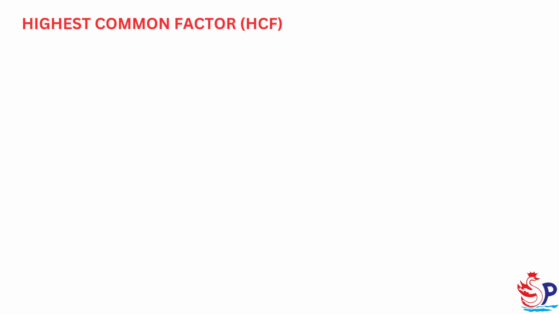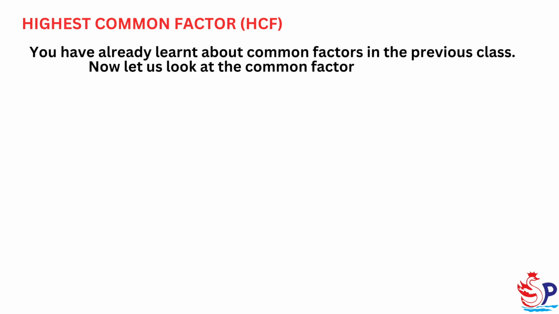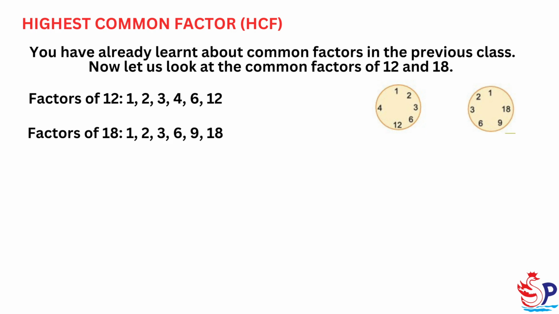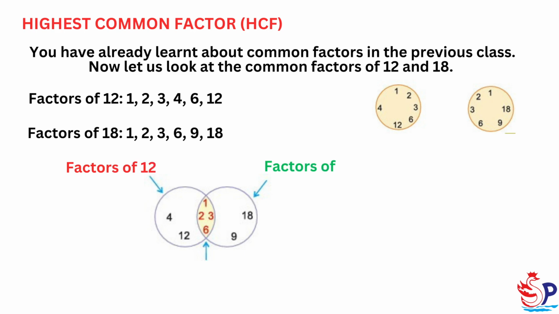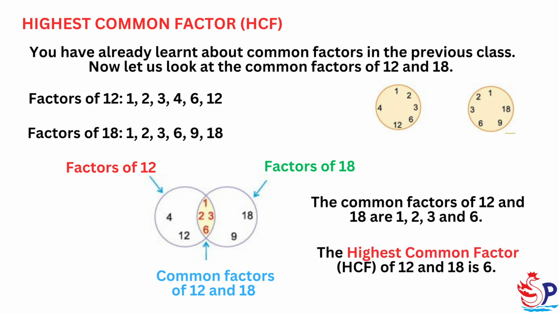Highest common factor, HCF. You have already learned about common factors in the previous class. Now let us look at the common factors of 12 and 18. Factors of 12 are 1, 2, 3, 4, 6, 12. Factors of 18 are 1, 2, 3, 6, 9, 18. The common factors of 12 and 18 are 1, 2, 3 and 6. The highest common factor, HCF, of 12 and 18 is 6.